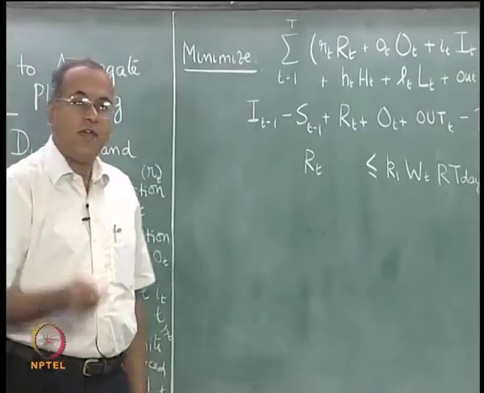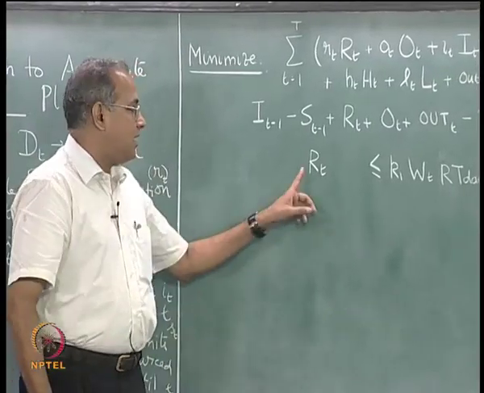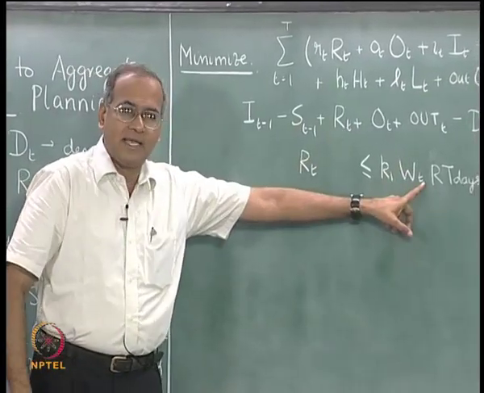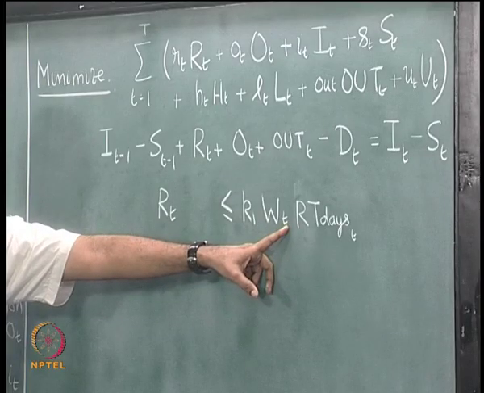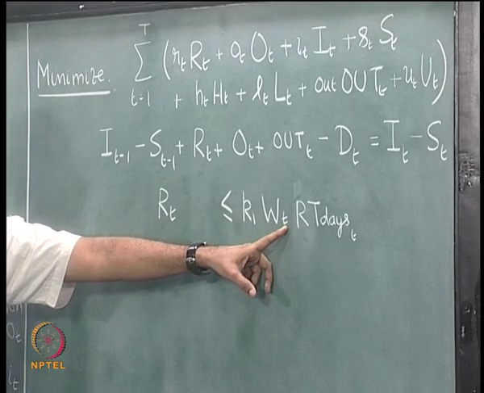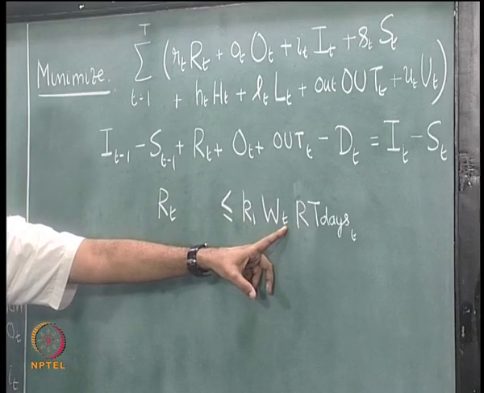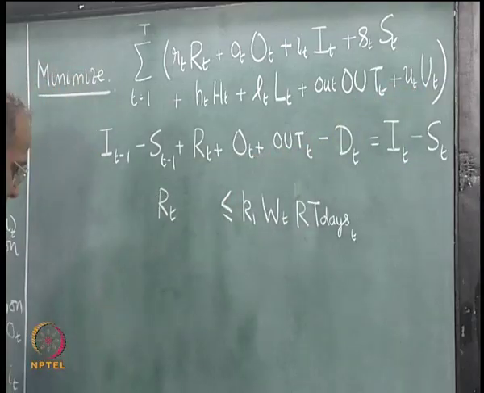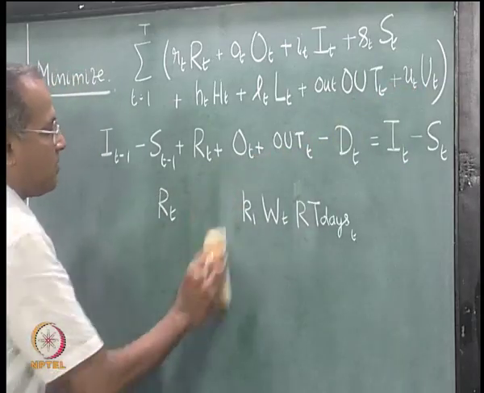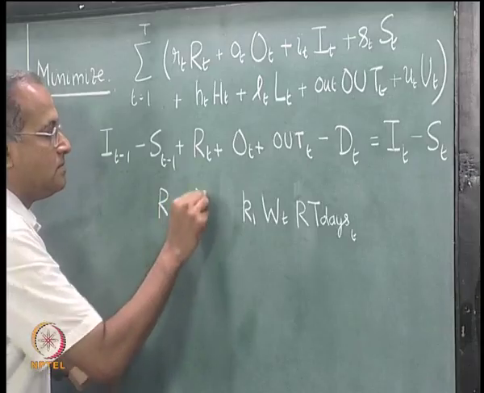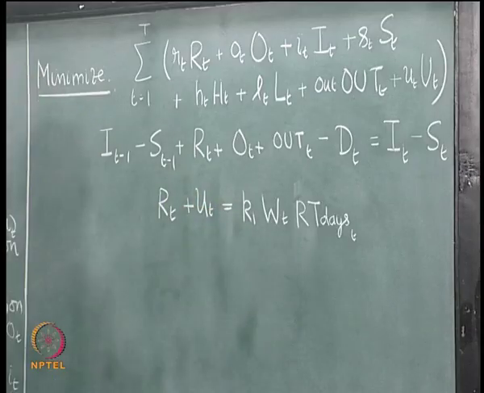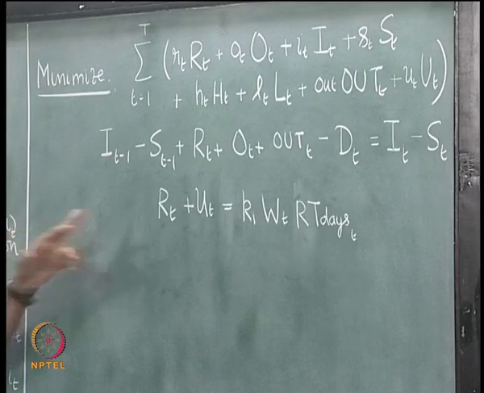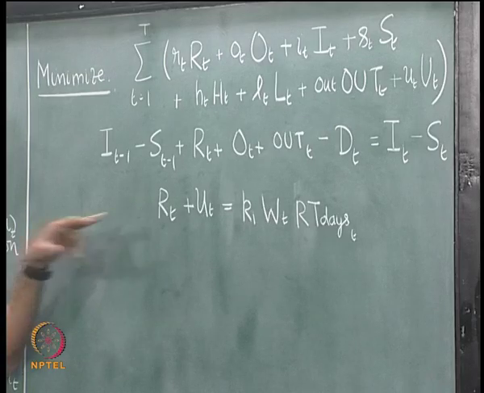Now, if we get into a situation where RT is actually less than the capacity, then we have underutilization, which we saw in the second spreadsheet, and there is an underutilization cost which is also there. So, this is rewritten as RT plus UT is equal to a constant times Wt. So, this represents the regular time capacity constraint.